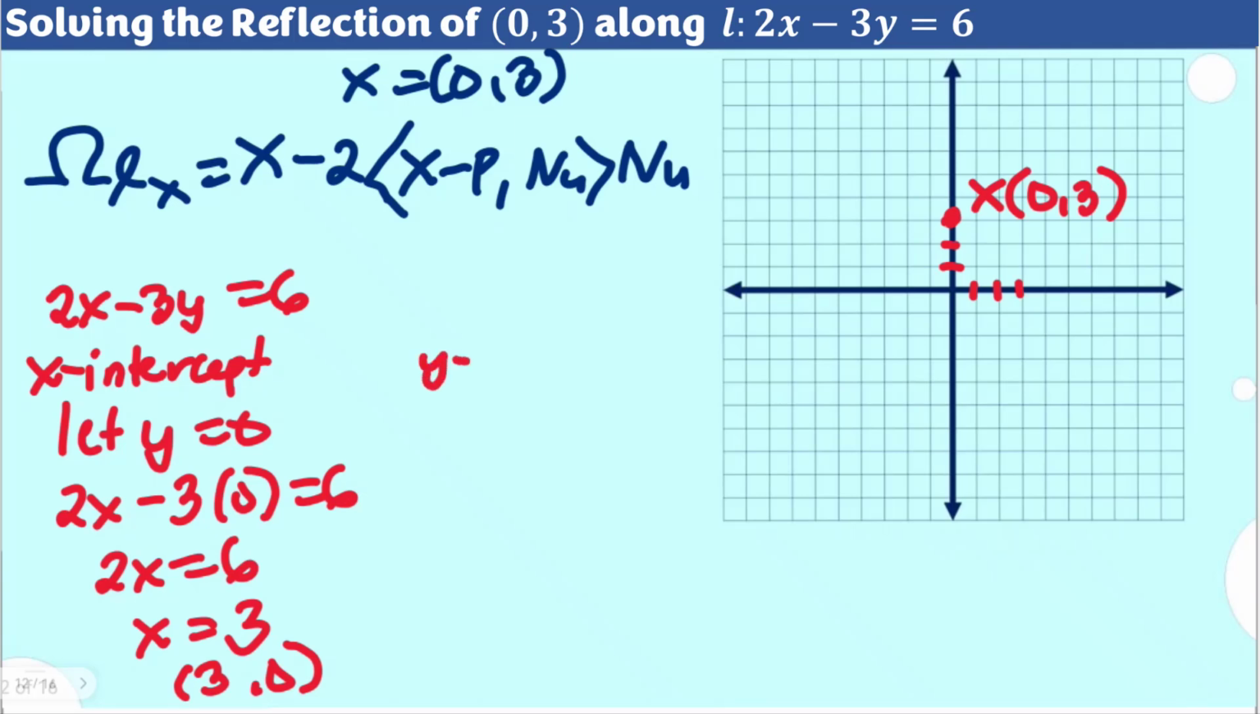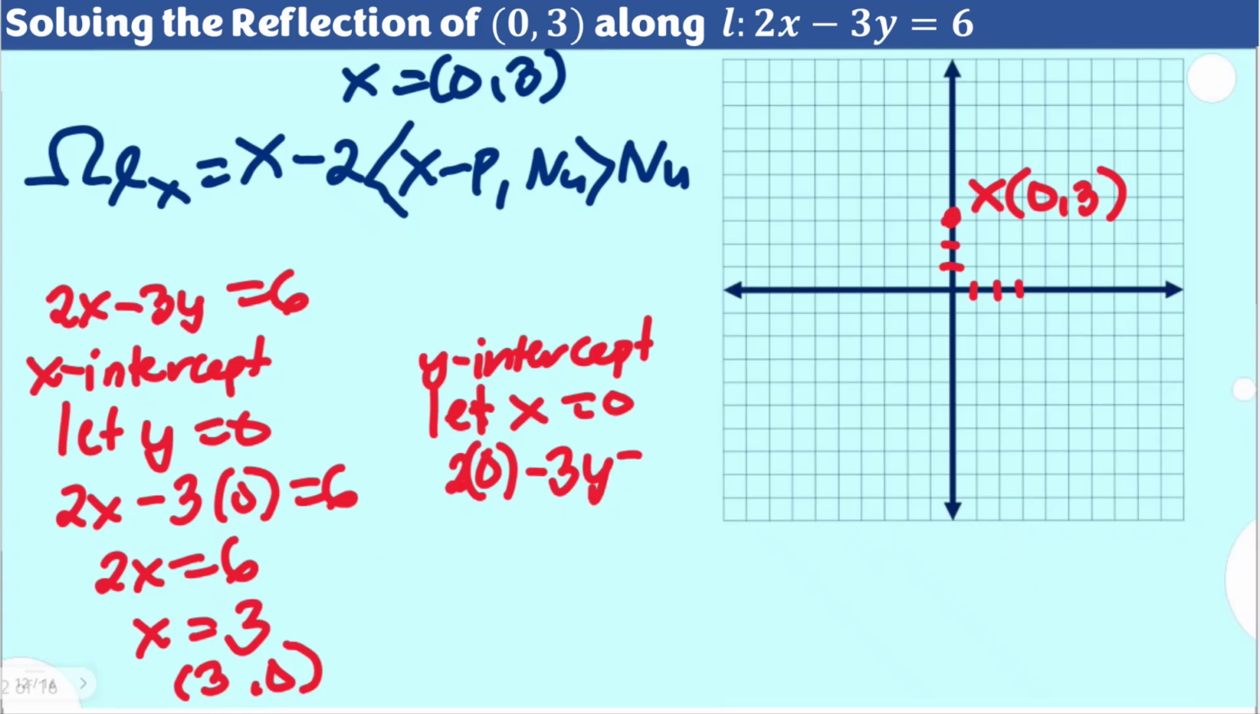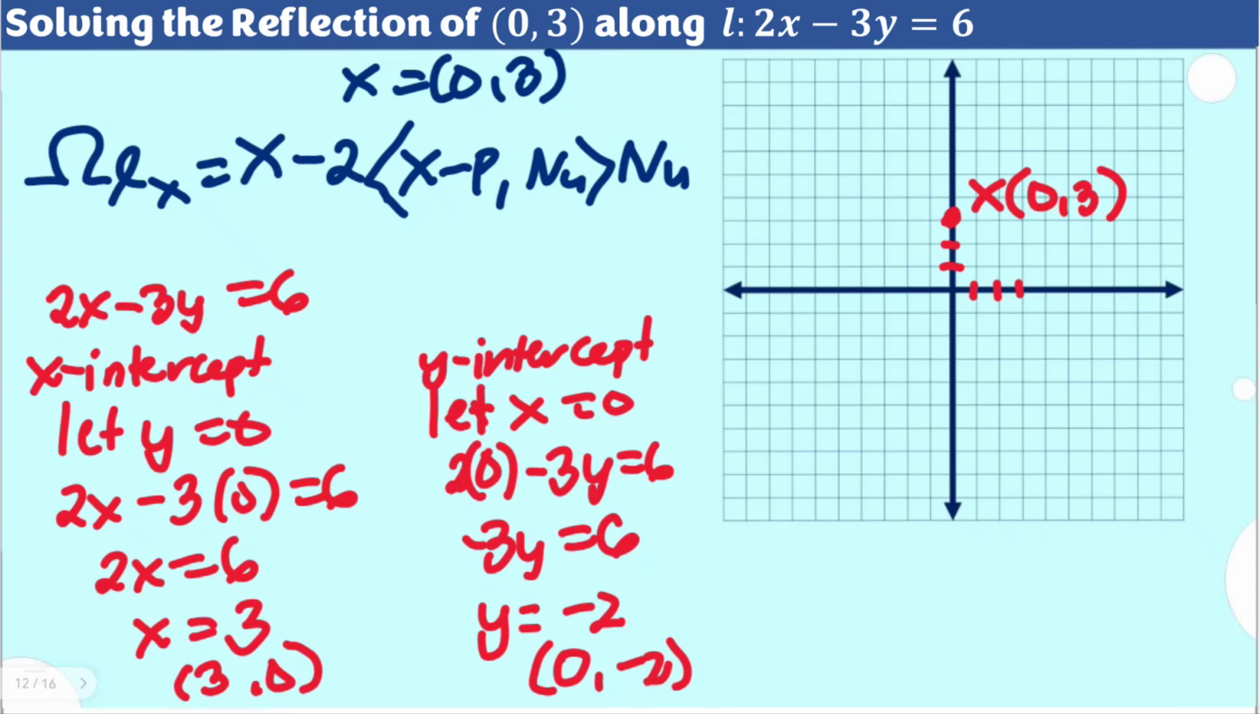For our y-intercept, we include this process because we just want this topic to be understood even with the use of our illustration. So let x be equal to 0. So 2 times 0 minus 3y is equal to 6. That's negative 3y is equal to 6. So y is negative 2. So the y-intercept is at (0, -2). We're going to plot that here. So (3, 0) and (0, -2).